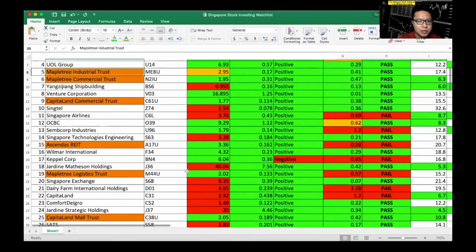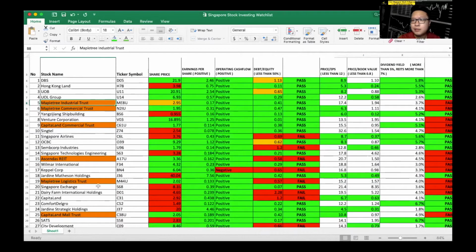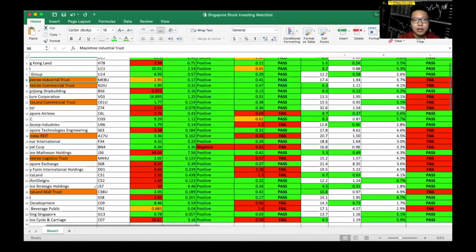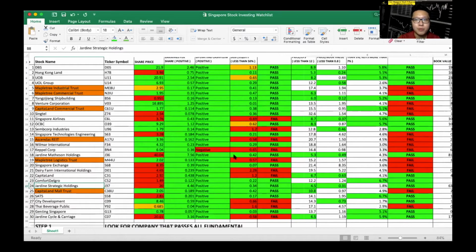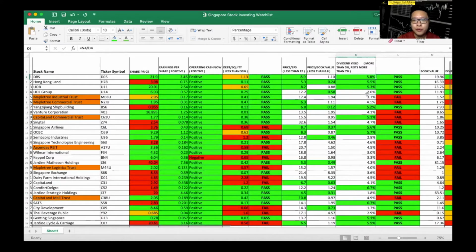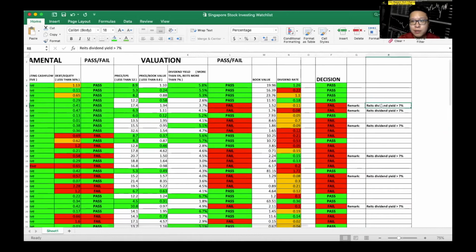Of course, things to take note of: those in this brown color are all the REITs in Singapore. When you calculate dividend, for most companies we want a minimum of 5%. As long as the company gives you more than 5%, it is good to enter. But for REITs we are a little bit stricter. The REIT minimum dividend yield is 7%.